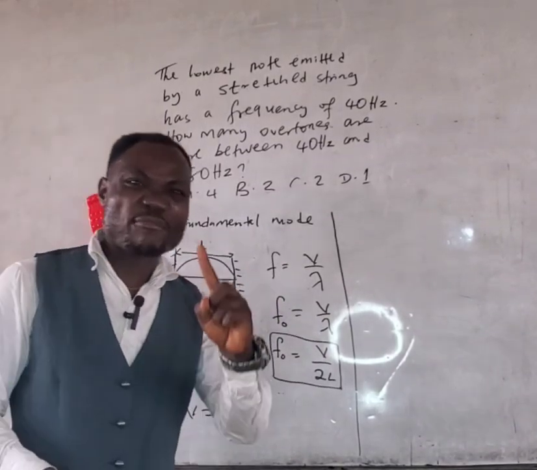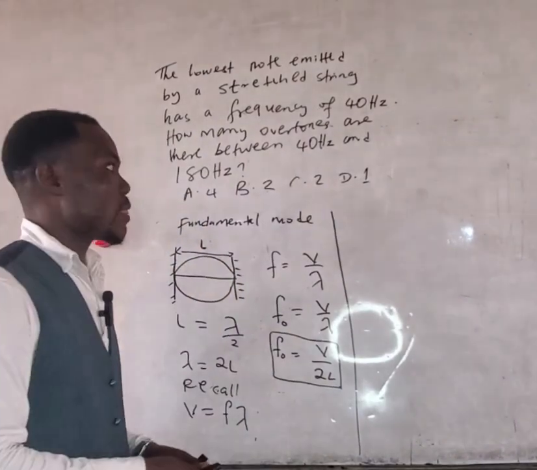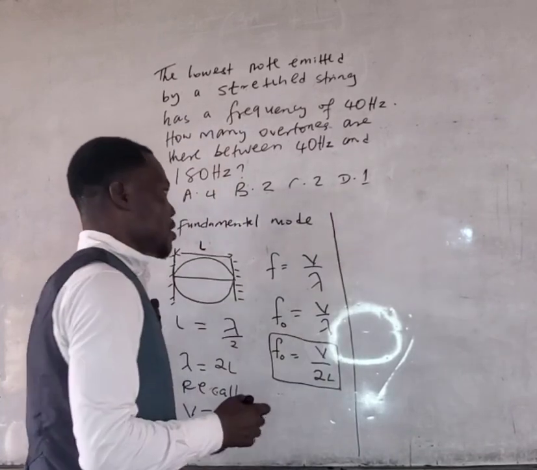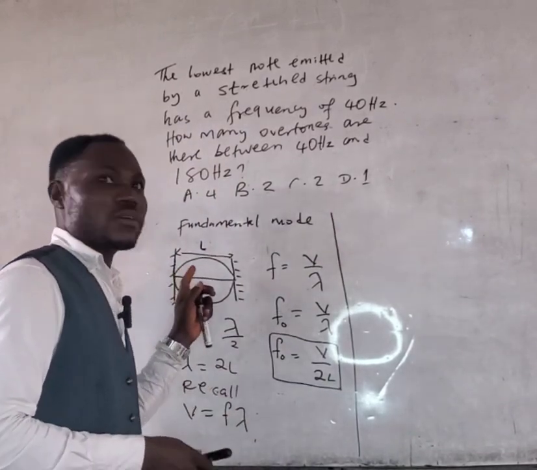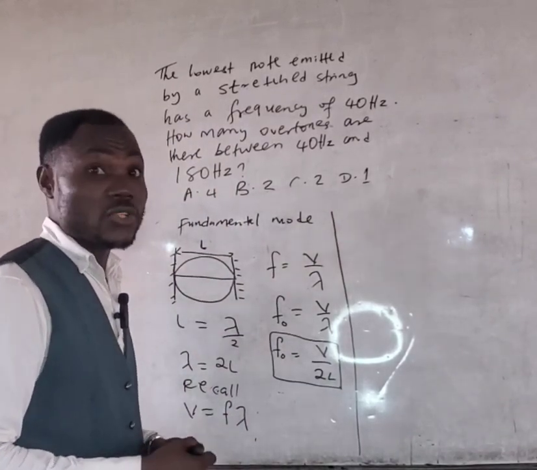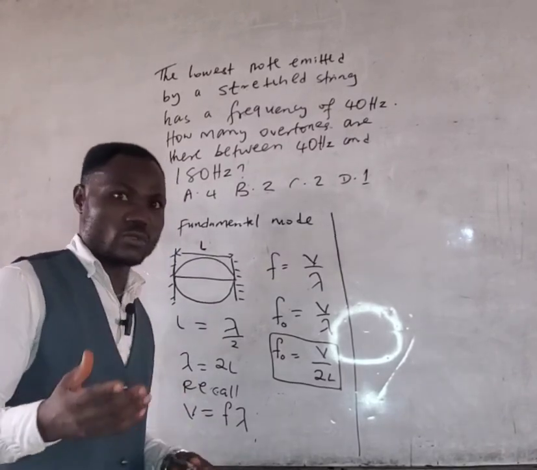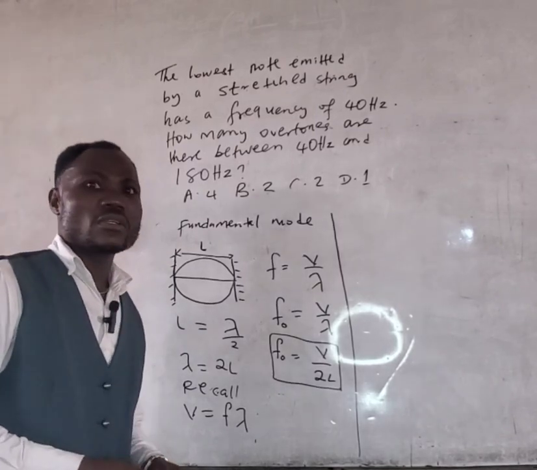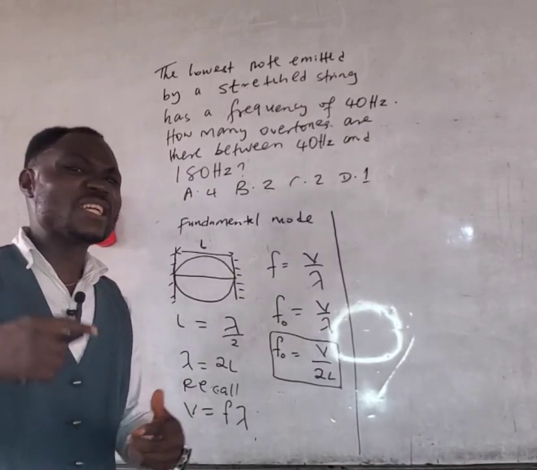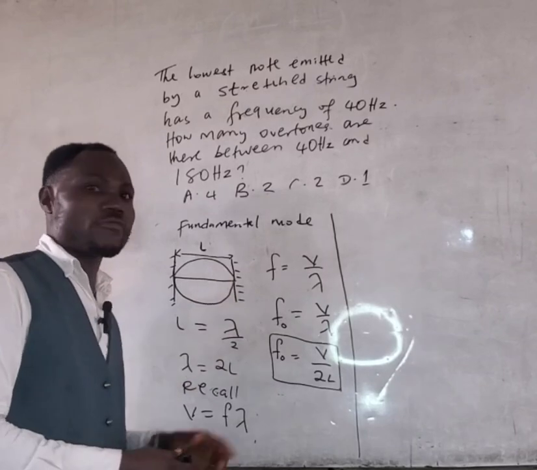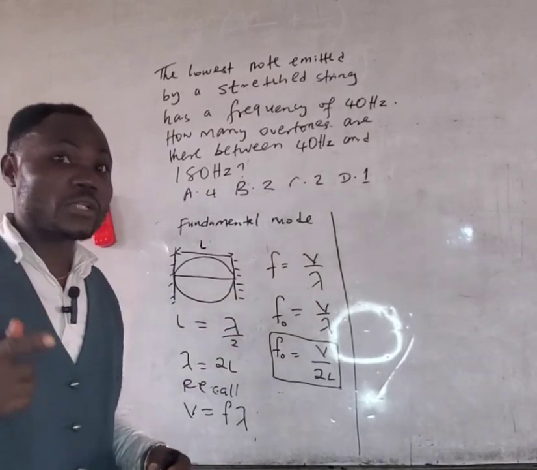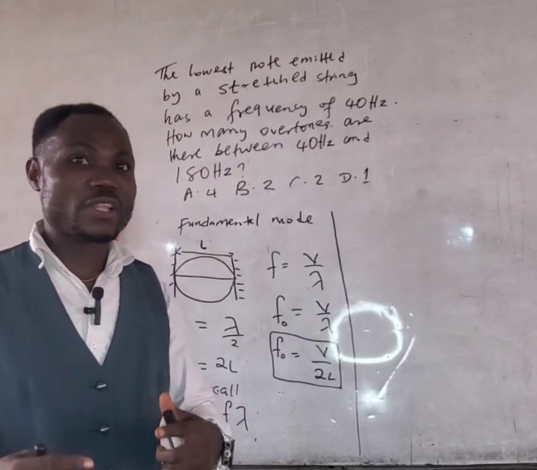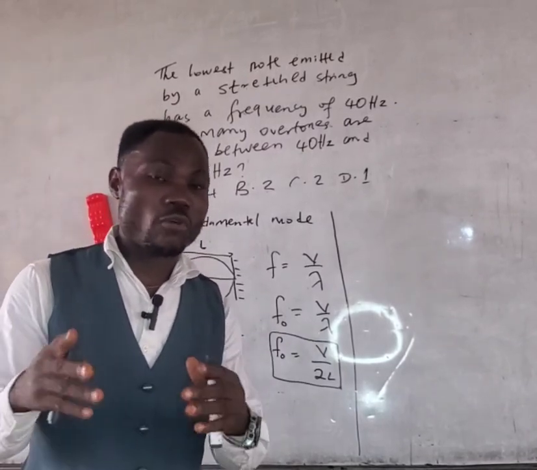Now, under first resonance, this is actually the first resonance. Now, let's use the word overtone. Let's talk about overtone. Overtone is an integral multiple of the fundamental mode of vibration. An integral multiple of the fundamental mode of what? Vibration. That is what we call overtone.